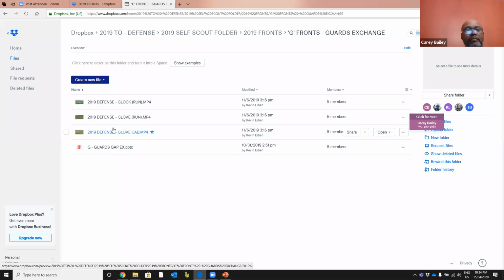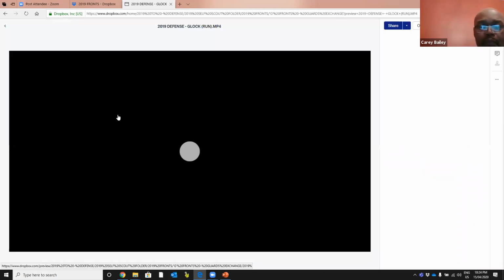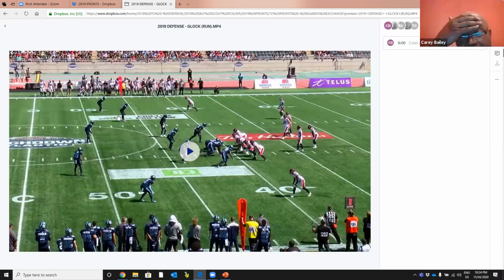All right, now, here we go. Glock is just like glove, but what we're doing is that we're bringing a backer. We want to bring the Mac backer or the Mike linebacker through the seam that's created once the exchange takes place.